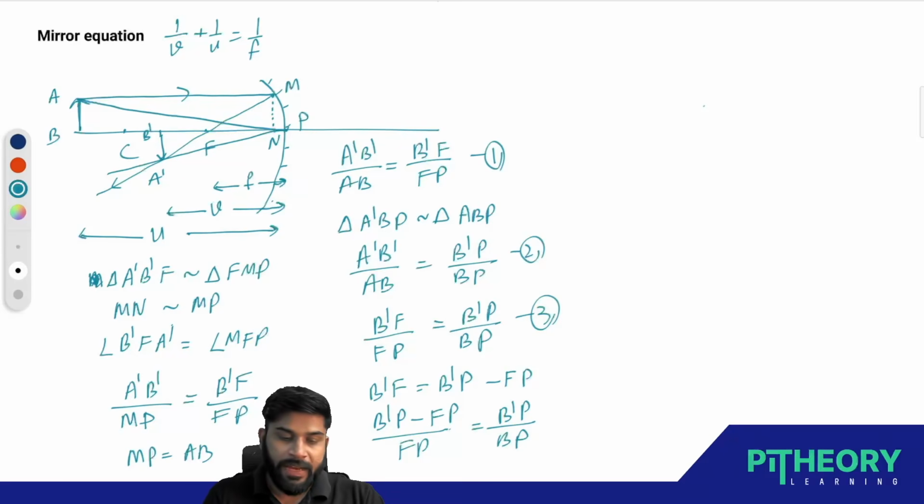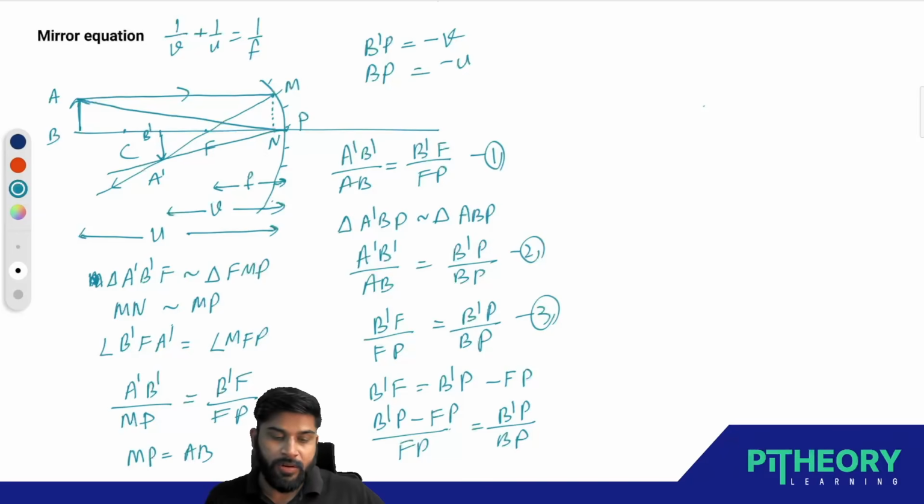Now, what are these values? Let's write here with the sign convention we need to follow. What is B dash P? B dash P is actually the image distance, so you have to take it as minus V. What is BP? BP is actually equal to minus U, correct? That is the object distance, you have to take it as minus U. What about FP? It is equal to the focal length, I'm taking as minus F.